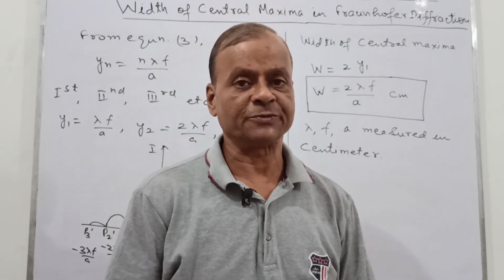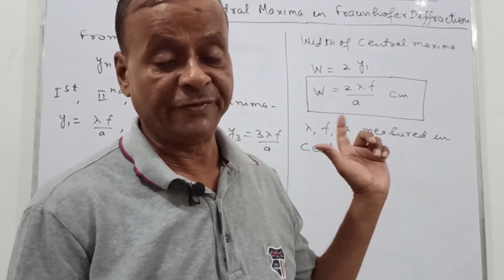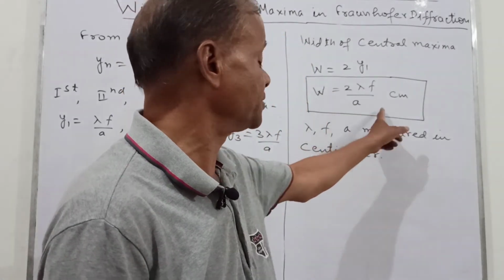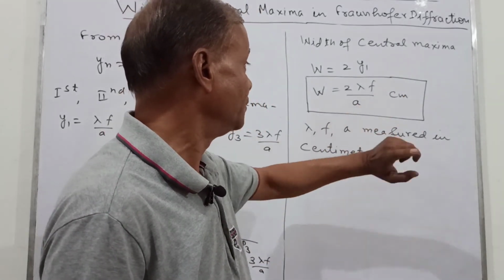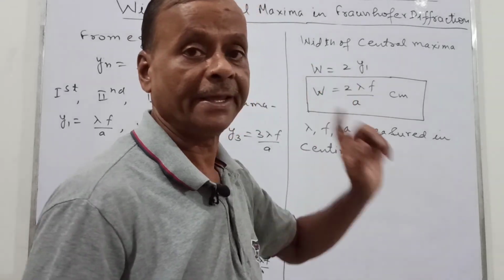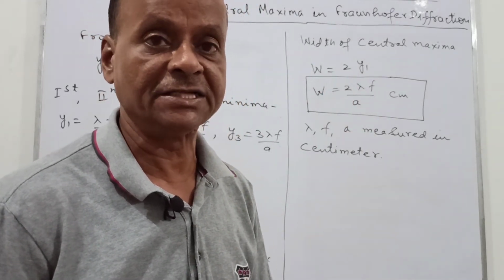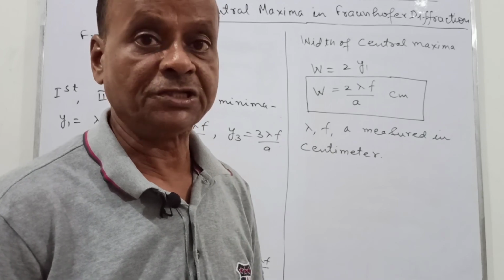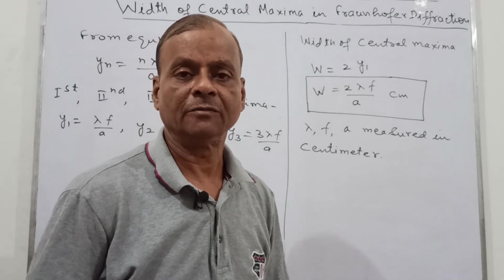So I think this must be clear to all of you that the width of the central maximum is this much. If we find the angular width, then we will leave out F. So it is 2 lambda upon a, which will come in radians. This much radian is the angular width. So this is about the width of the central maximum.